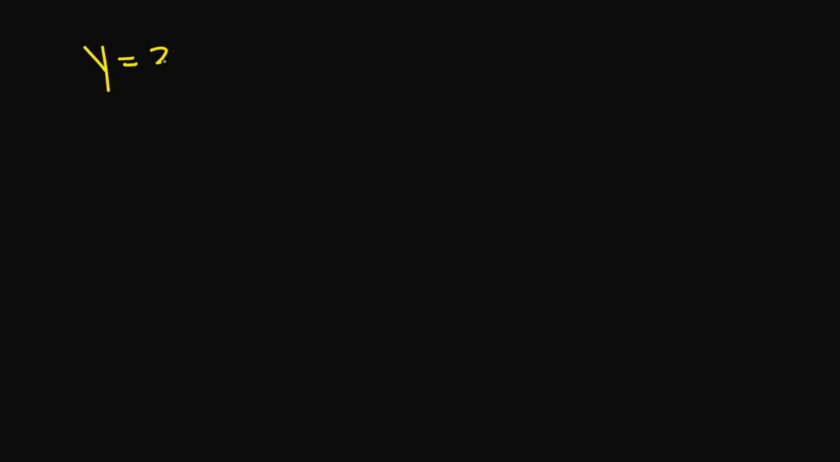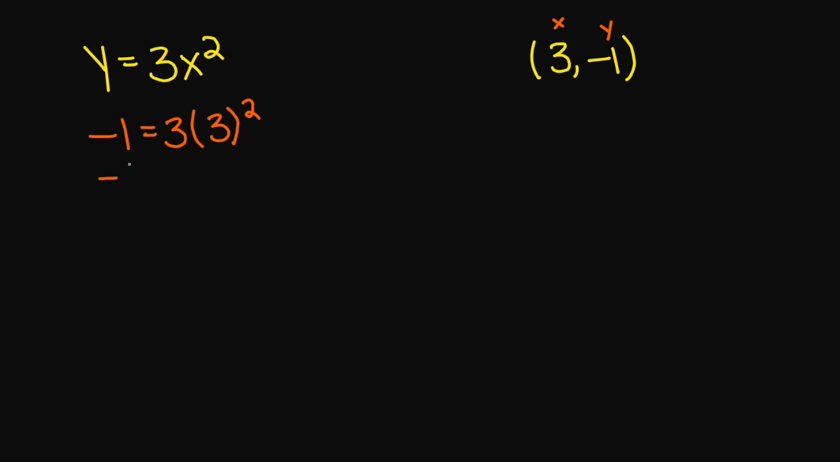y equals 3x squared, and our ordered pair here is going to be (3, -1). And this is going to be my x and my y here, and we're going to plug in our numbers. So -1 equals 3 times 3 squared. This is going to be 9. So you have -1 equals 3 times 9. This is going to be 27. So as you can see, -1 does not equal 27. So (3, -1) is not a solution.